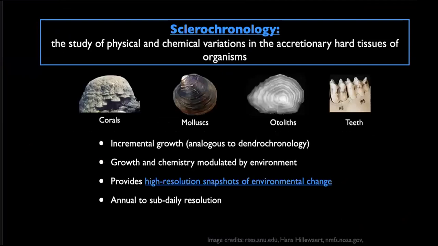So what is sclerochronology? Sclerochronology is the study of physical and chemical variations in the accretionary hard tissues of organisms. The most common organisms used for sclerochronology are corals, mollusks, otoliths, and teeth. And sclerochronology is based on the fact that these organisms deposit their hard tissues incrementally. So much like rings on a tree in dendrochronology, but instead of looking at wood, we're primarily looking at carbonate. And so the growth and chemistry of this carbonate is modulated by the environment. And so therefore analysing this growth and chemistry can provide high resolution snapshots of environmental change ranging from annual to sub-daily resolution.